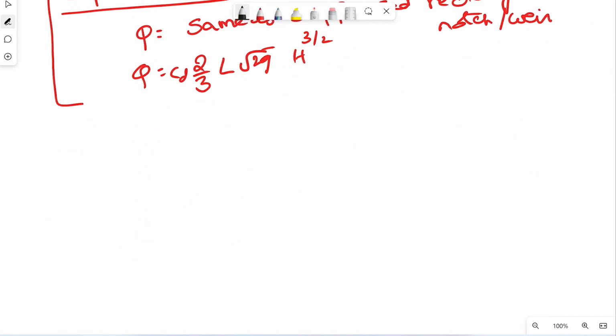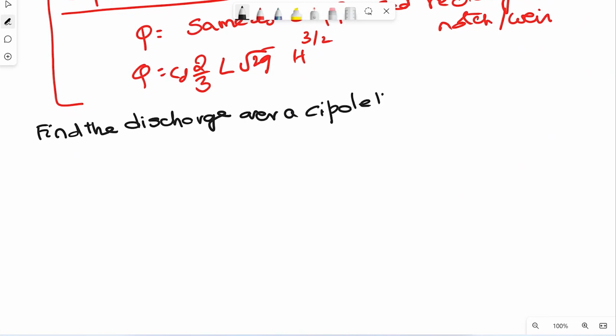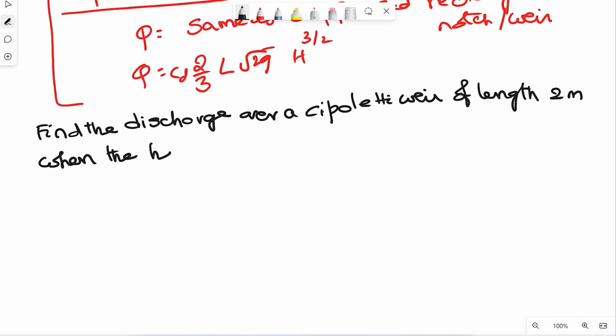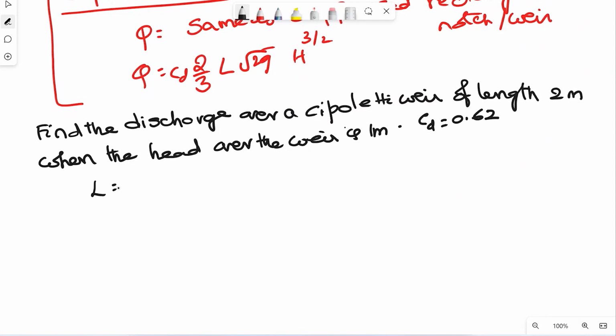The problem is: find the discharge over a suppressed weir of length 2 meters when the head over the weir is 1 meter, CD is equal to 0.62. So L is equal to 2 meters, right? Then the other thing given is H is equal to 1 meter, CD is equal to 0.62.